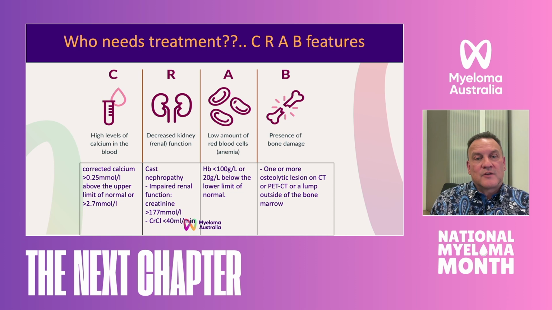So one of the things that we need to decide when we meet a patient with a protein in the blood and plasma cells in the bone marrow is, do they need treatment? And one of the ways we sort this out is to try and work out, is the myeloma causing any damage? And so that's where the CRAB features come in.